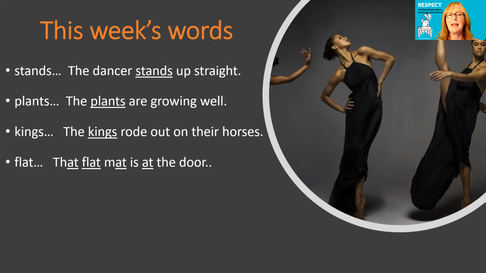Flat. That flat mat is at the door. Three words with "at" there in the middle. Flat, of course, has the consonant blend because we could hear both, but the word "that" has a consonant digraph because those two letters, T and H, come together to make one sound, th.